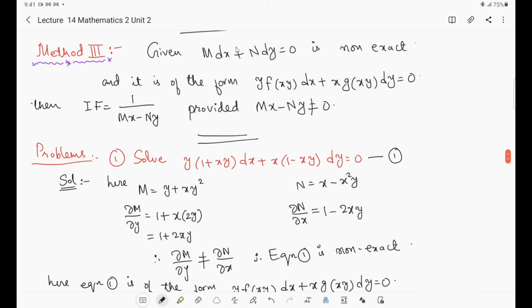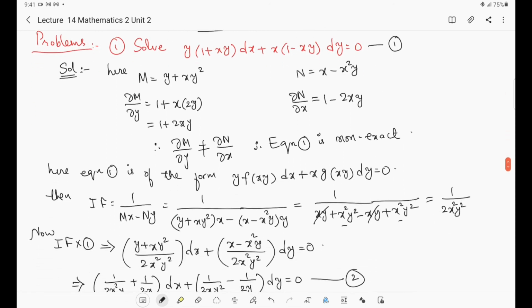So the third method is, the equation will be of the form M dx plus N dy equal to 0. We have to find dou M by dou y, dou N by dou x. If they are not equal, then the equation becomes non-exact. And if it is of this form, y into function of xy dx plus x into function of xy dy equals 0, then the integrating factor is 1 by Mx minus Ny, provided Mx minus Ny is not equal to 0. Now let us see a problem on this.